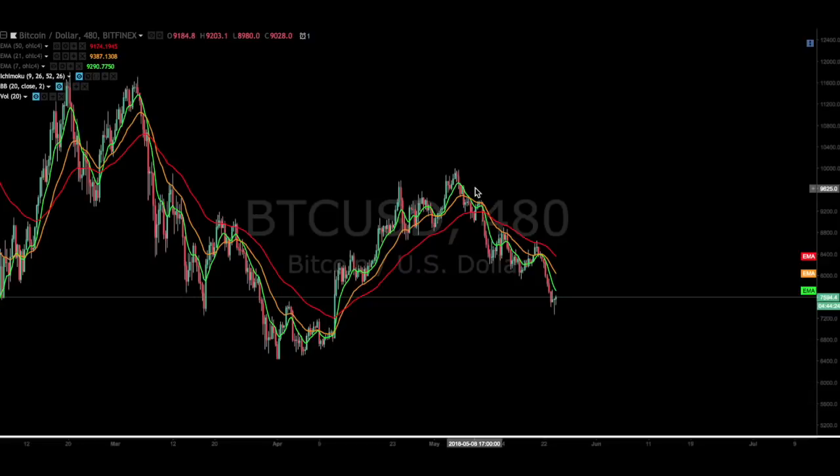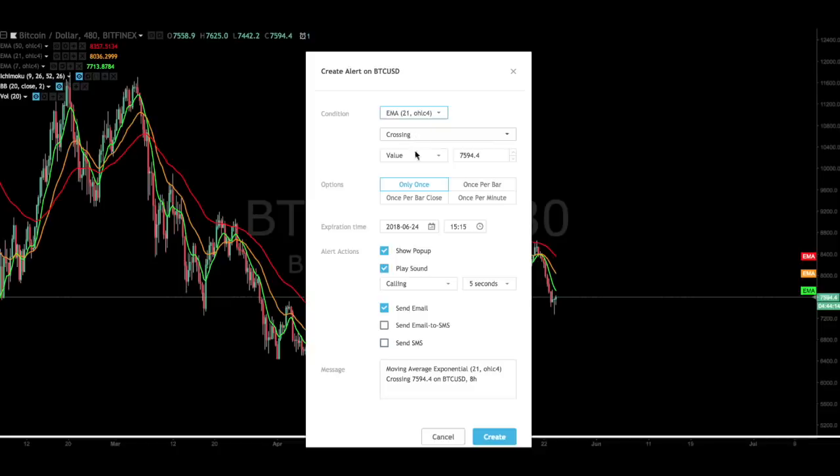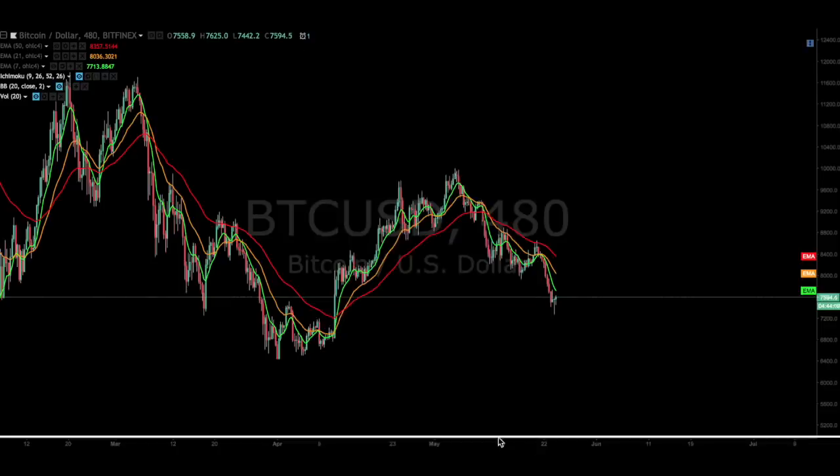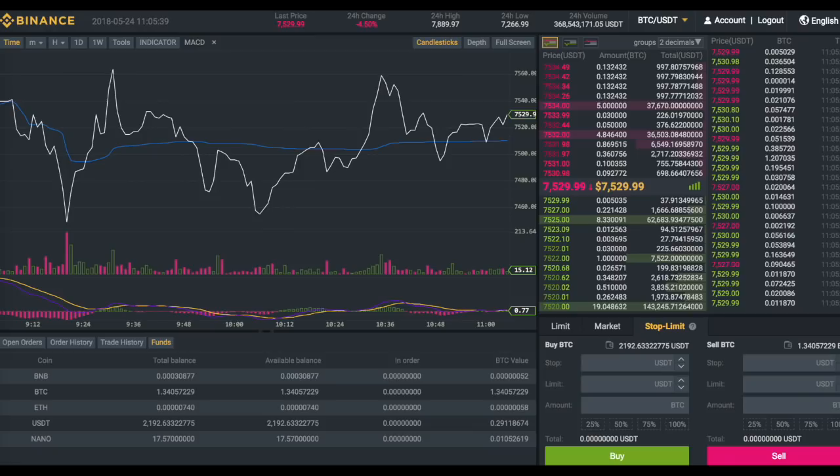We can set it for that fast crossing over the medium, and then we could set it for the medium crossing over the slow just by doing it again. So now if we said, now we want to know the 21, the medium crossing over the slow, and create that alarm. So another way of getting notified when something that you want to be aware of is happening within a chart. So what's another way I can protect myself?